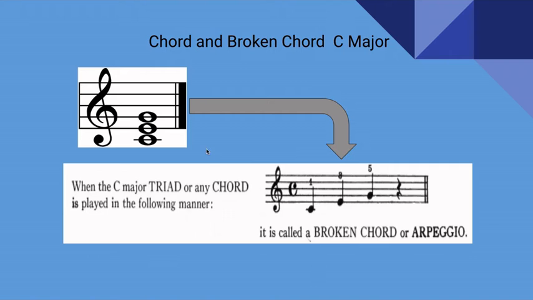Now, if the C major triad or any chord is played in the following manner, we play it one by one, C first, then E, and then G, we call it a broken chord or arpeggio. So remember, when people ask you what a C major chord is, it is when we play the 3 notes together. But if we play them one by one, we call it a broken chord or arpeggio.